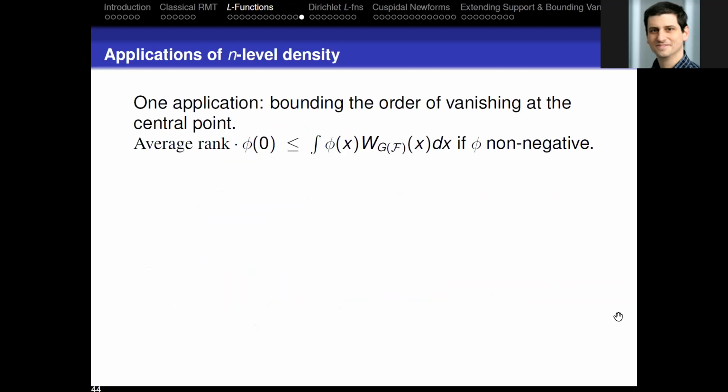Next. And so why do we care about statistics like this? Well, one of the reasons, and I'm going to talk about this in more detail later, is that we can use this to bound the order of vanishing at the central point.